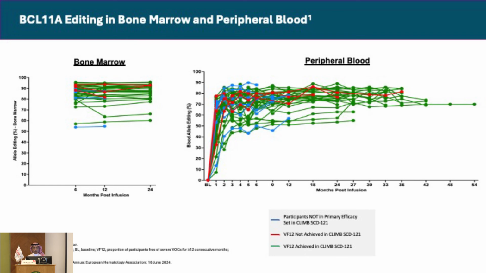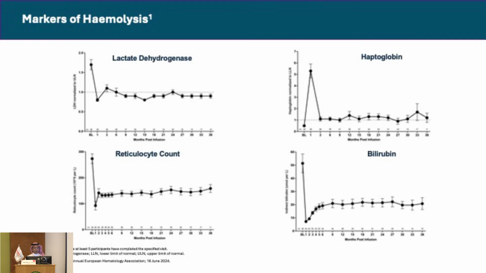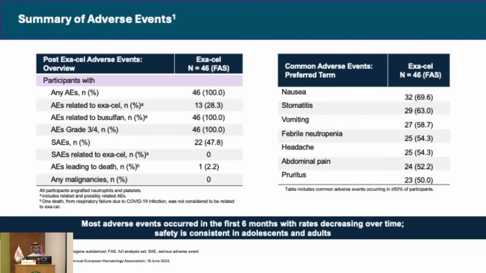In peripheral blood, similarly, as you can see, there is significantly maintained BCL11A editing on follow-up. Now, markers of hemolysis significantly dropped: the lactate dehydrogenase, the haptoglobin, and the retic count, in addition to bilirubin. What are the serious side effects that we're seeing?